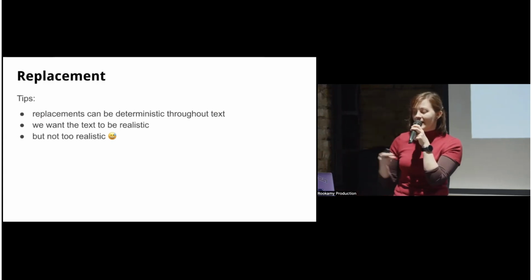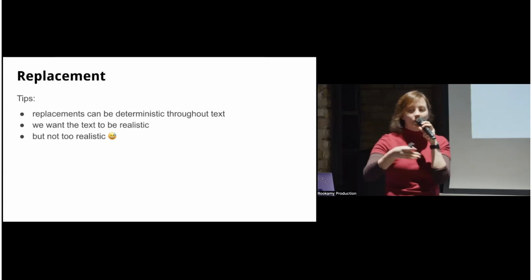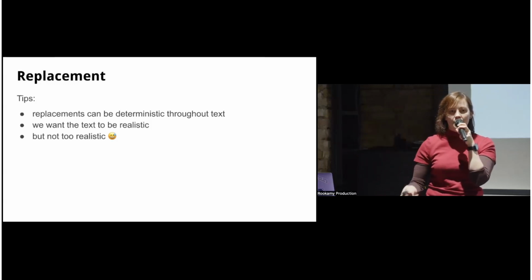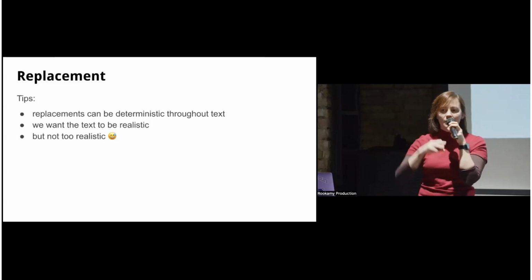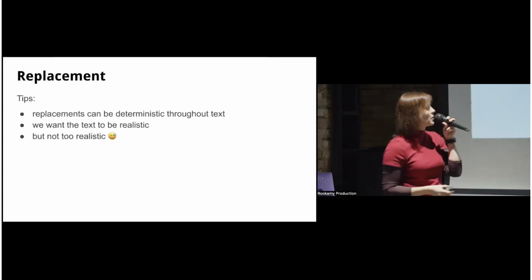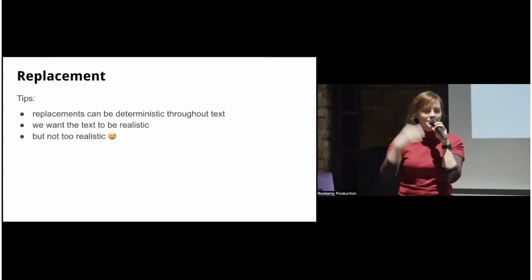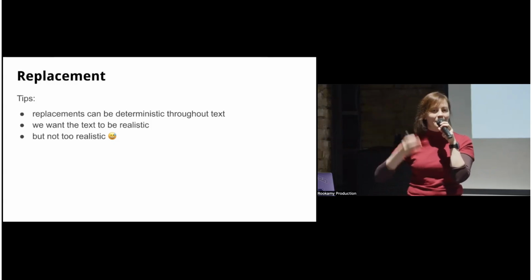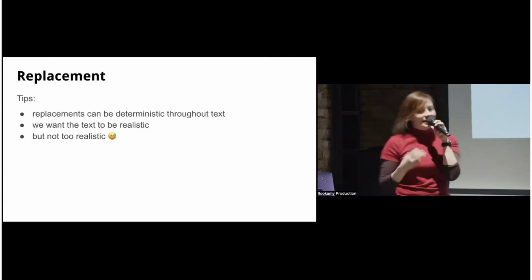So first of all, replacements can be deterministic throughout text, which means that if you have the same person mentioned multiple times in the text, you would want to anonymize the same person with the same random name, right? You wouldn't want to change the integrity of the text because then the text would be of worse quality. It's fine, as long as you don't keep this mapping table somewhere in your system.